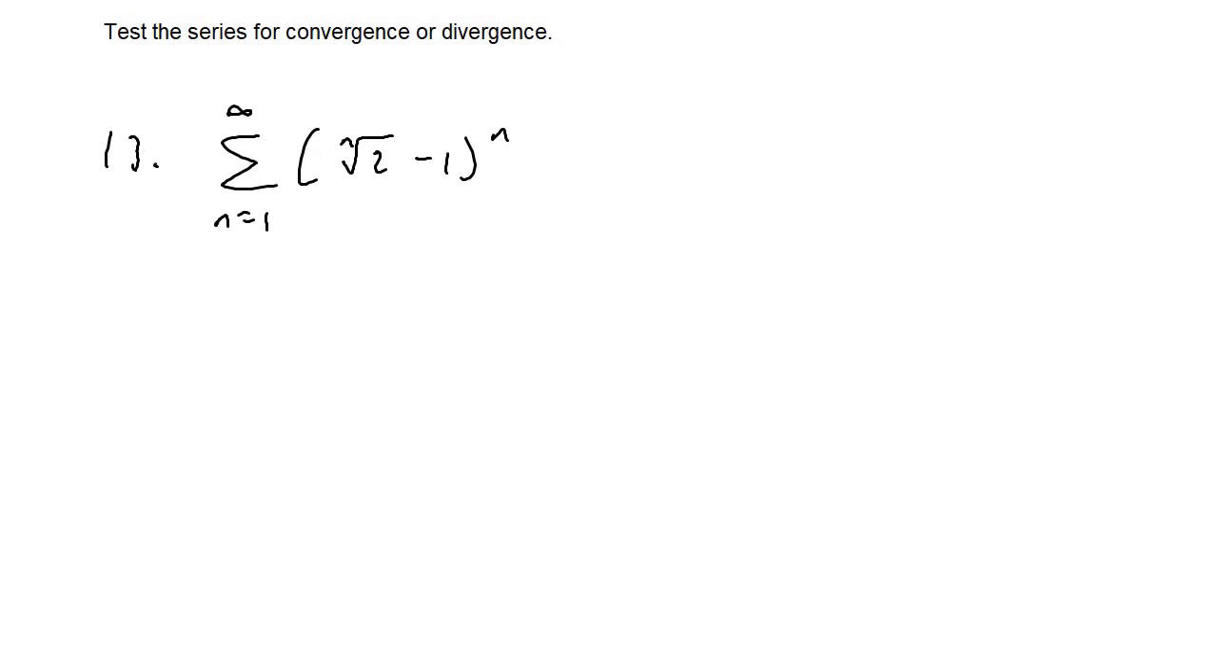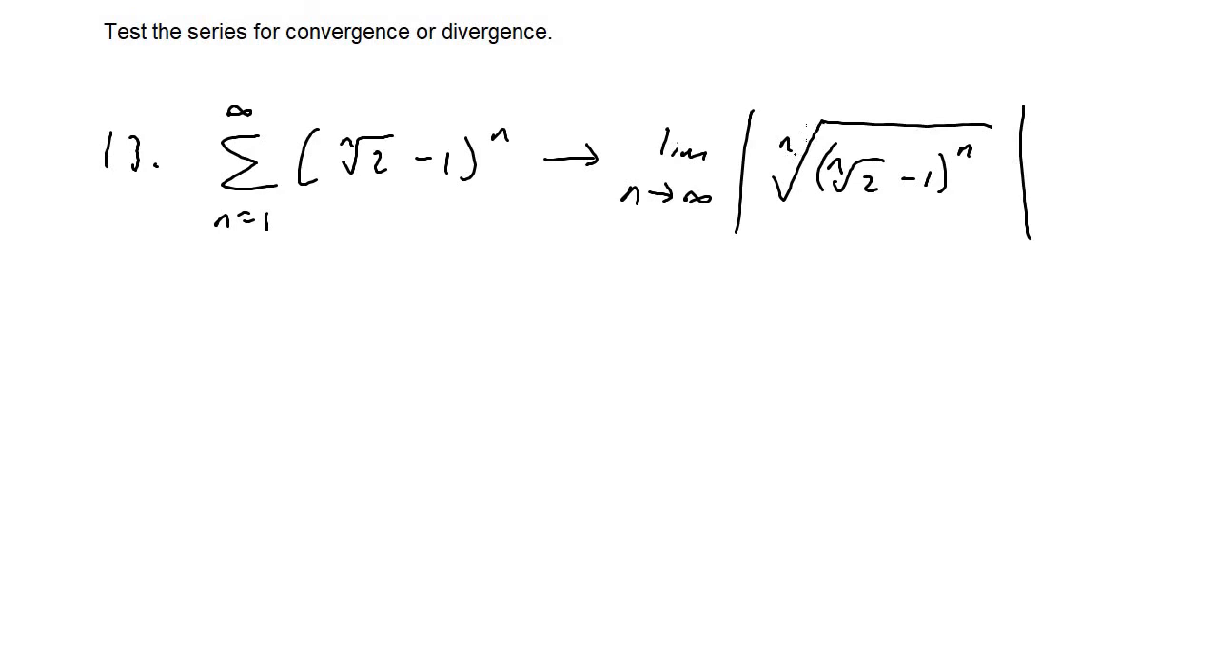Now for number 13, we have this infinite series from n equals 1 to infinity of the nth root of 2 minus 1, the entire thing raised to the nth power. Now because we have the nth power here, it's probably a good idea to use the root test. So in this case, we take the limit as n approaches infinity of the absolute value of the nth root of the entire thing inside the series. So the nth root of 2 minus 1, and then to the nth power. Once again, the good thing here is the nth root of something raised to the n power will cancel.